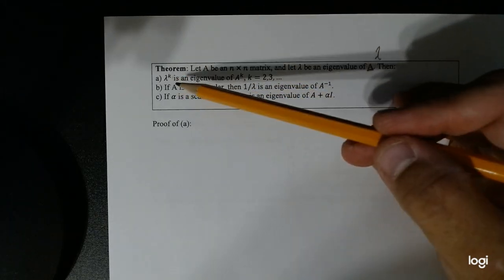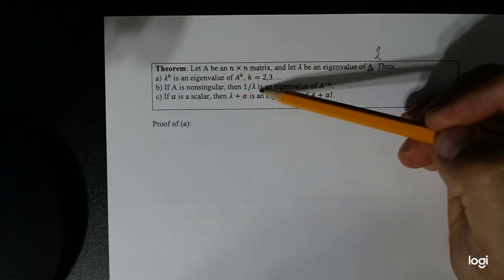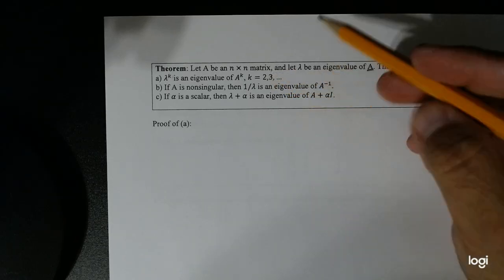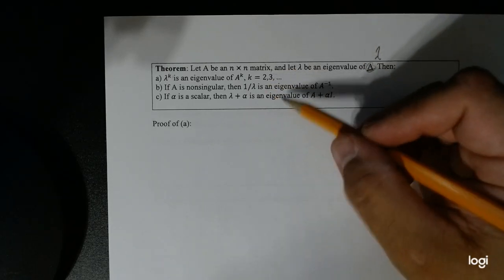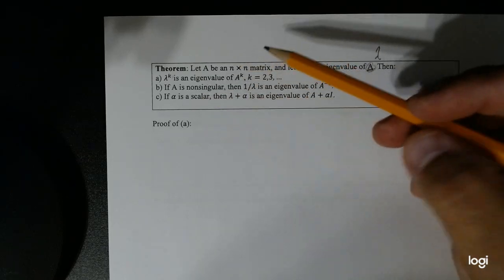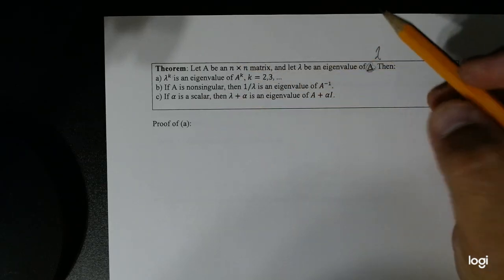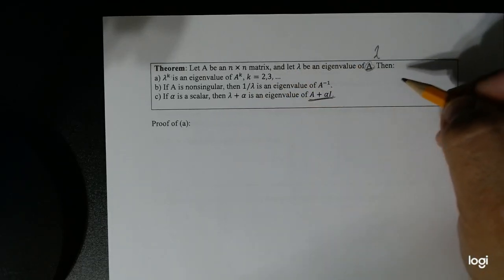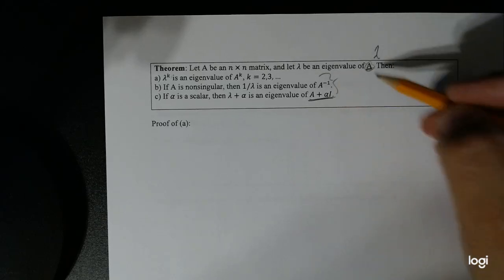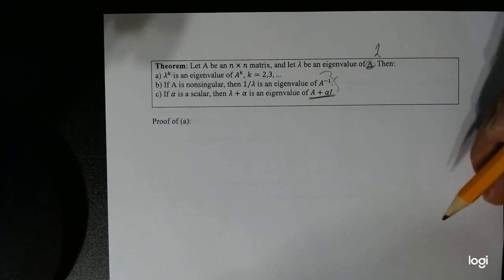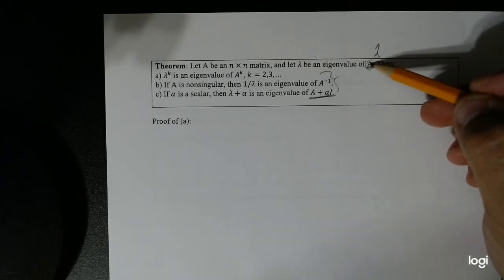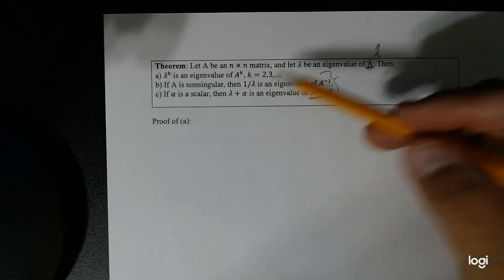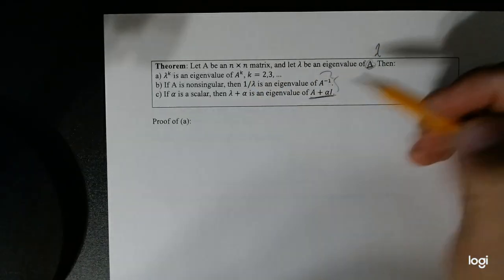Okay. B, if A is non-singular, then 1 over lambda is an eigenvalue of A inverse, which means you don't actually have to solve for all these. As long as you have this one, these three apply. So that's kind of nice. And if alpha is a scalar, then lambda plus alpha is an eigenvalue of A plus alpha I. Okay. So kind of obscure ones, but you'll see it's actually kind of nice going forward, because if you want to find the eigenvalues of the inverse, you only have to do it once. You don't have to do it twice. Just find the eigenvalues here and just do 1 over them, and vice versa for the other two. Okay. All right, so we're going to prove the first one, just A.